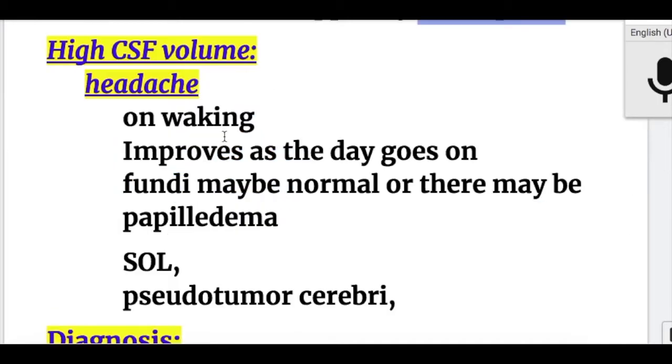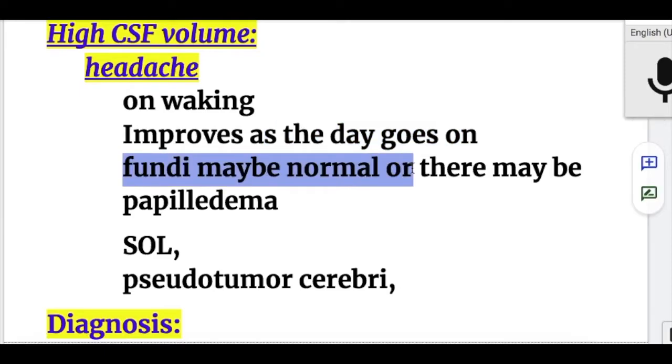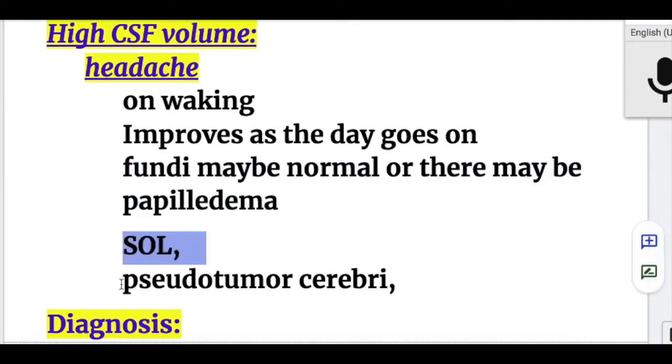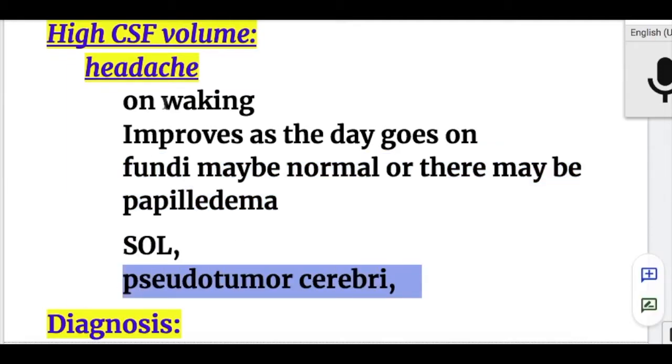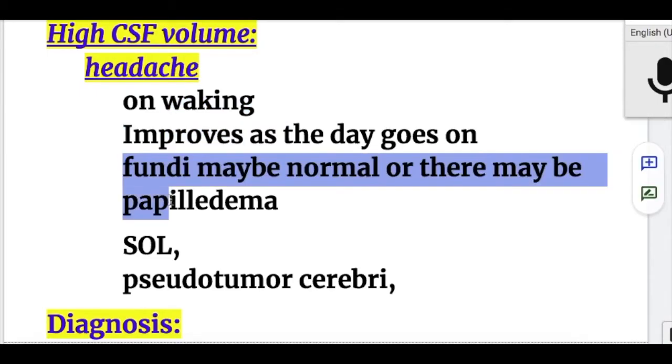Now, high CSF volume headache occurs on waking in the morning and improves as the day goes on. Fundi may be normal in high CSF volume, or there may be papilledema, and it also occurs in space occupying lesions and pseudotumor cerebri. So high CSF volume headache occurs on waking and improves as the day goes on. Fundi may be normal, or there may be papilledema.